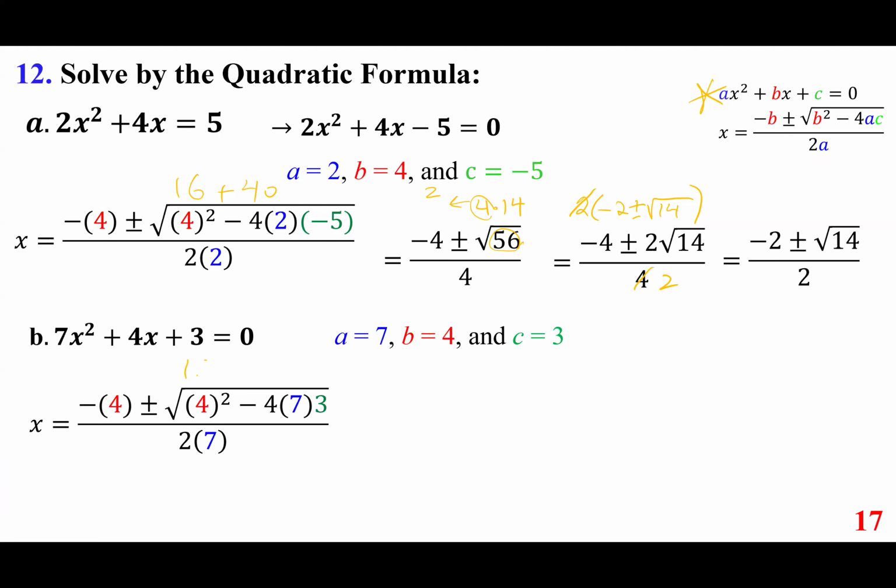We have 16 minus 84. The denominator is 14. 16 minus 84 gives us negative 68. Now, negative 68, if you look at the number, is the product of 4 and 17.